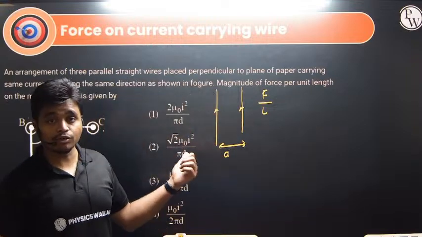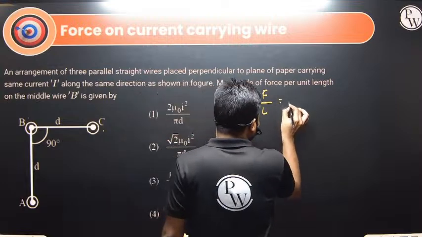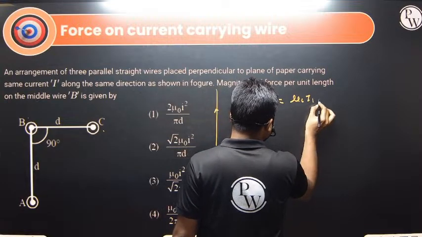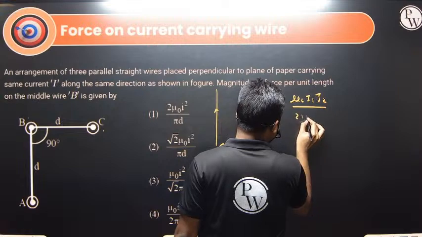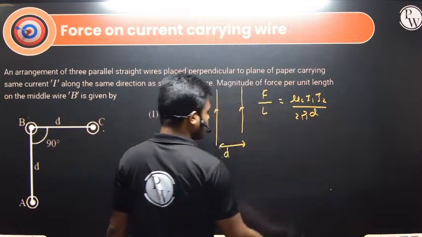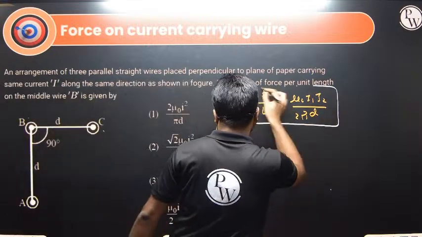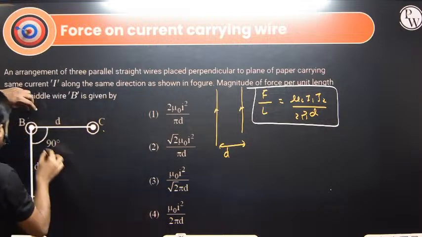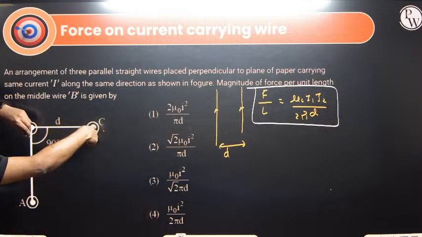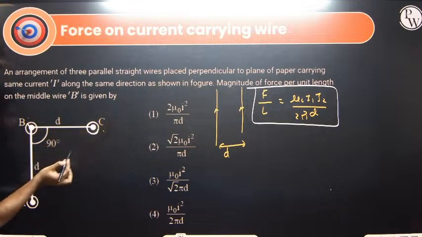So here the force of attraction per unit length is given by mu naught I1 into I2 divided by 2 pi d. So this will be mu naught I squared divided by 2 pi d. Here we have 3 wires, one wire this way, one wire this way, and one wire this way. Both are carrying current in the outward direction. You can check this current, and this current. Both are carrying current in the outward direction.